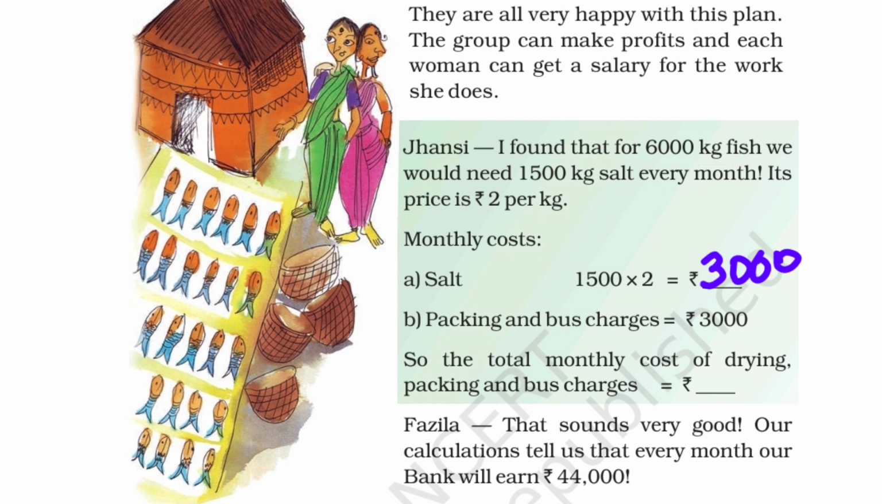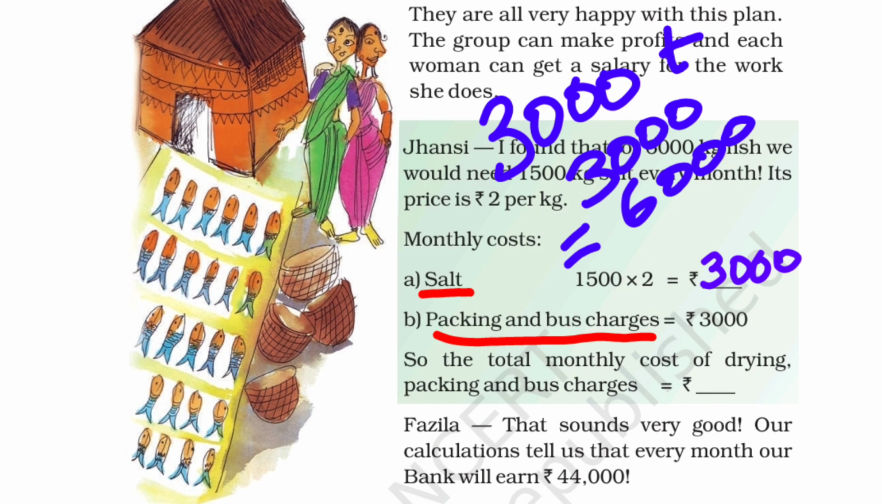So for monthly salt they need to put 3000 rupees and packing and bus charge is another 3000 rupees. So salt is 3000 and packing plus bus charge is another 3000. So totally they have to spend 6000 rupees. So the total monthly cost of drying, packing and bus charge is 3000 plus 3000, which is 6000 rupees.